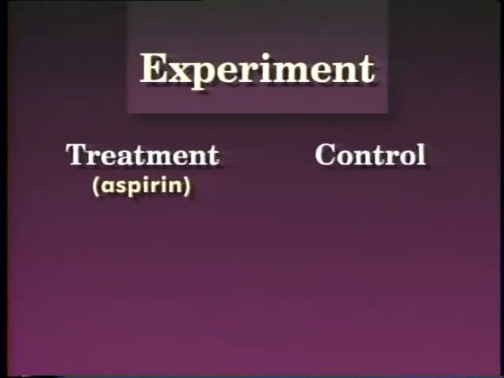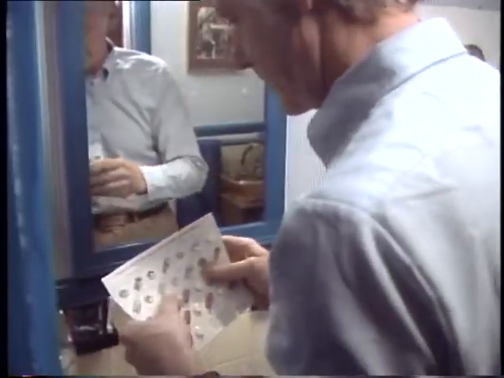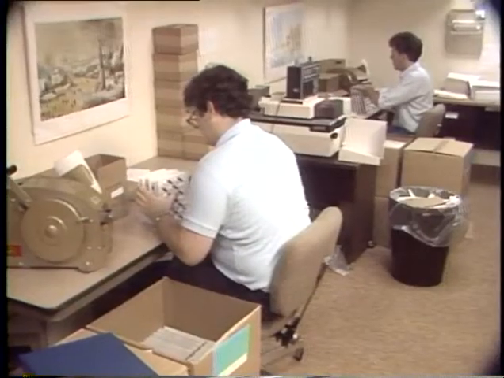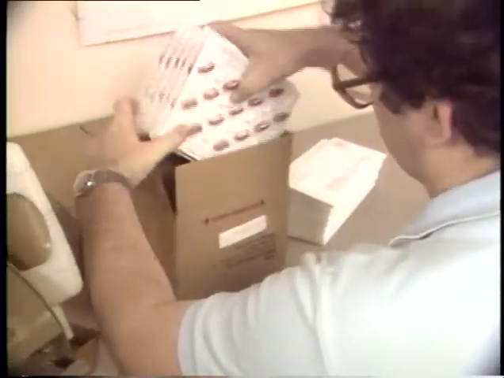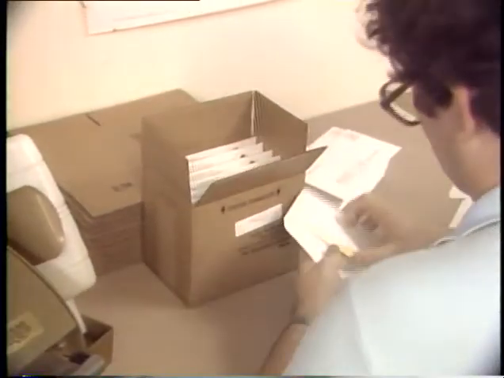The other half, the control group, were given a dummy pill called a placebo. The physicians in the study didn't know whether they were taking aspirin or a placebo. The medical personnel who worked with them also didn't know. This is called double blindness.